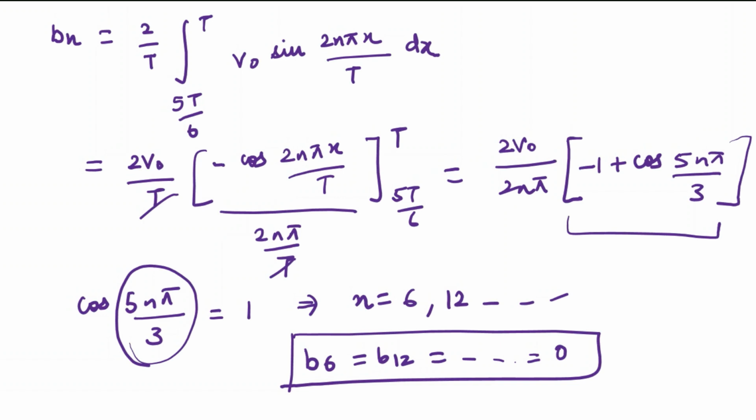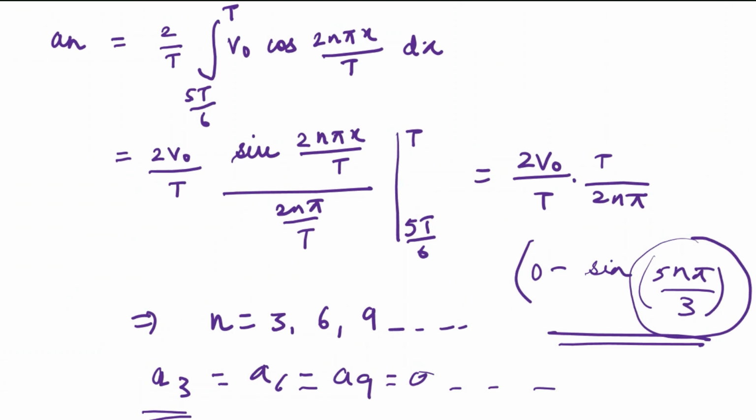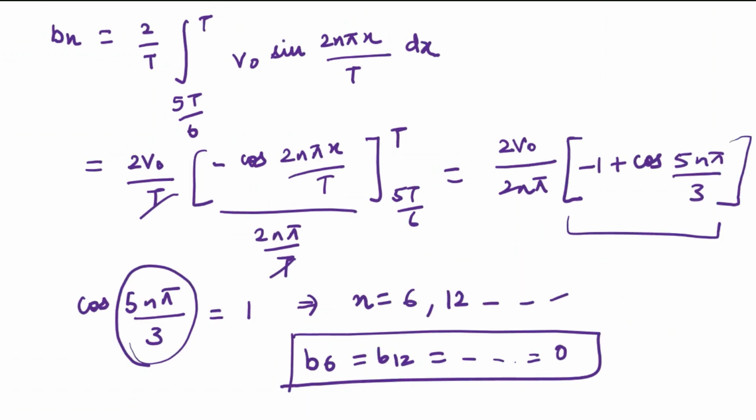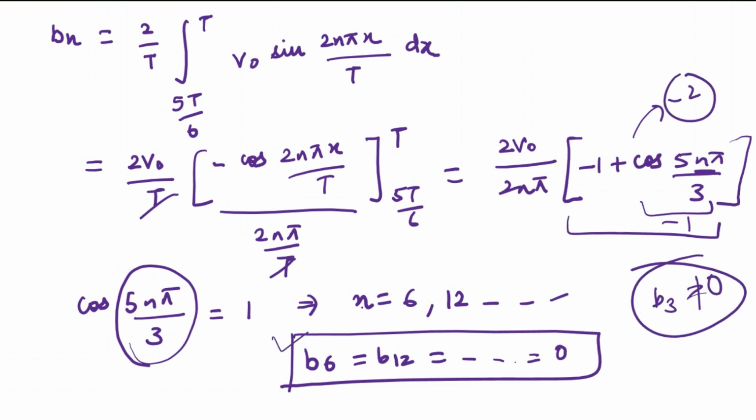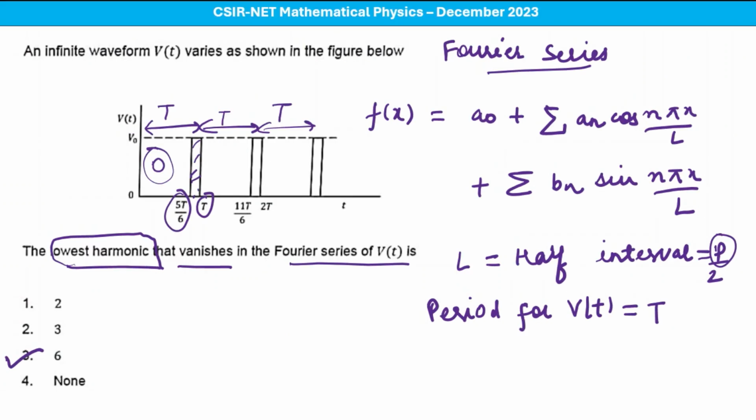We have to find the n for which An and Bn both are 0. So here A3 is also 0, but we can see that for n equals 3, the B3 coefficient is not 0. If you put n equals 3 in this term, then it will be minus 1 and minus 1 minus 1, it will give you minus 2. And B3 is non-zero. So the lowest harmonic is for n equals 6, because for that A6 and B6 both are 0. So your answer is 6.